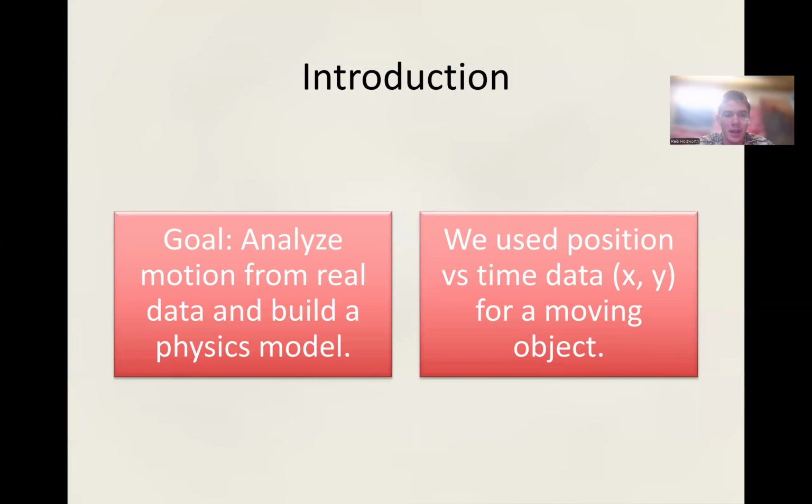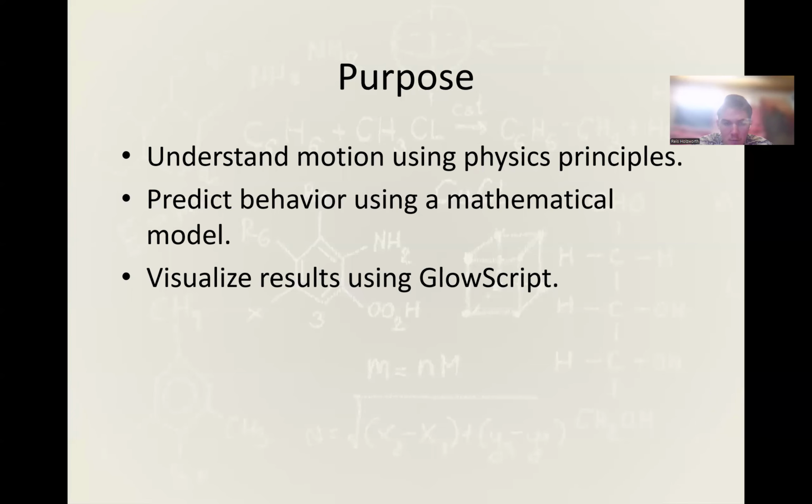Introduction. The goal is to analyze motion from real world data and build a physical model from it. We use position versus time data, and we use x and y for the moving object. The purpose was to understand motion using physics principles, predict behavior with a mathematical model, and visualize results using GlowScript.